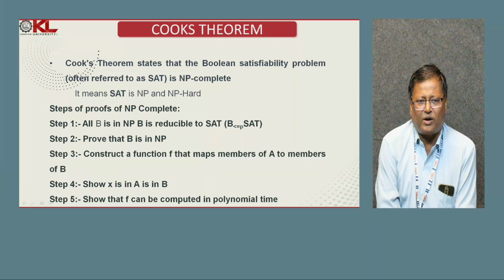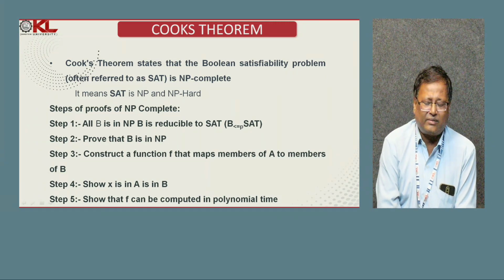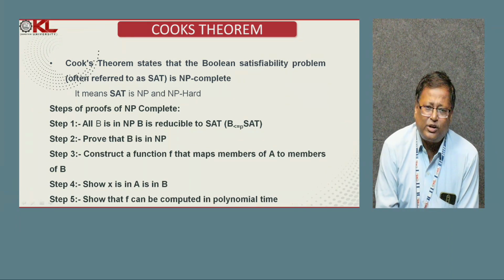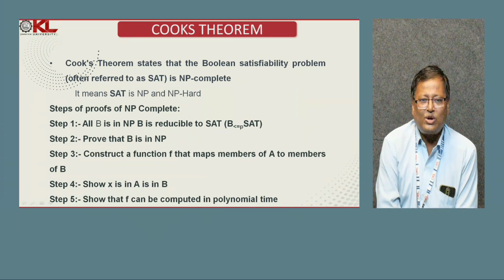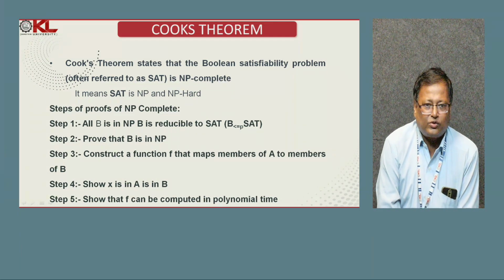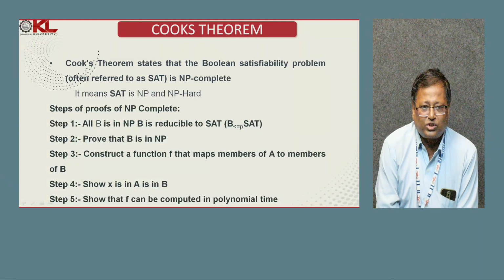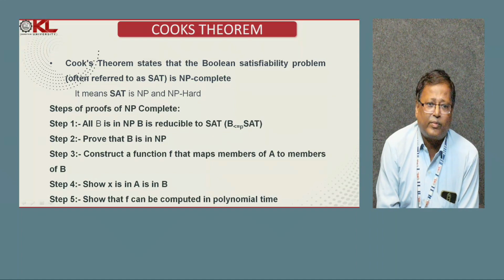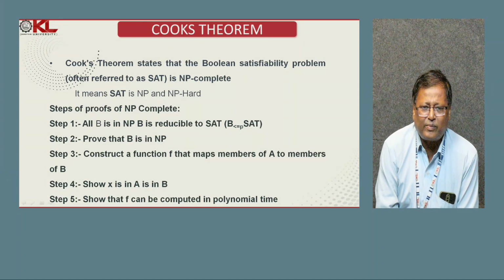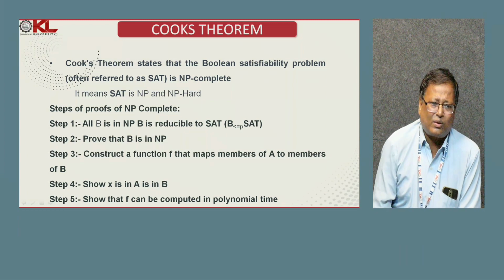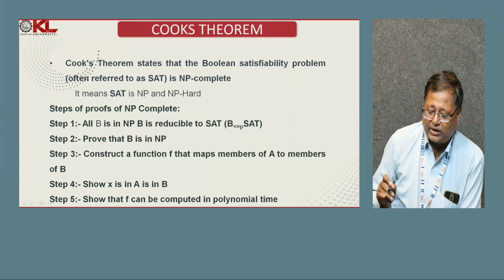For the proof that SAT is NP complete, suppose B is in NP, and B is polynomial time reducible to SAT. So we say SAT is NP complete, and we prove B is in NP. Construct a function f that maps members of A to members of B. It means we reduce members of A to members of B, so that f can be computed in polynomial time.